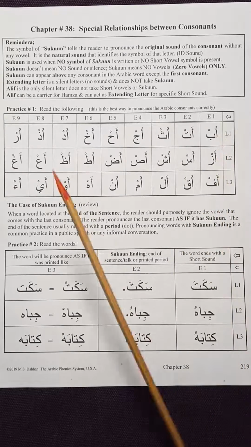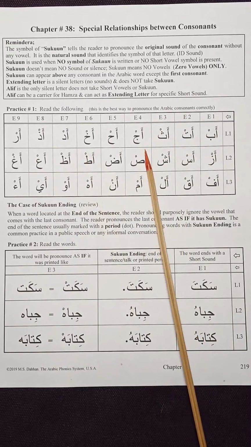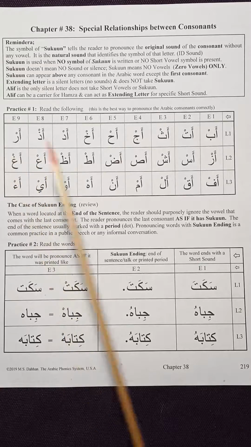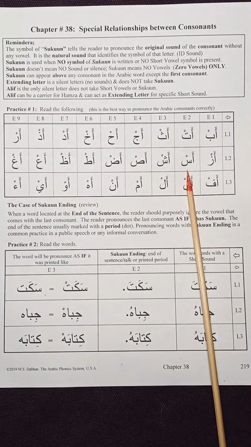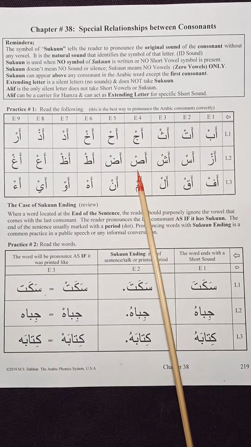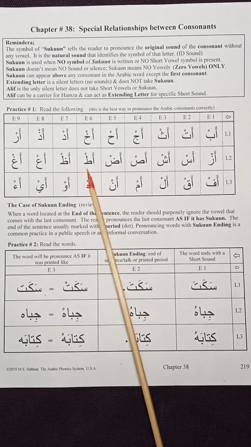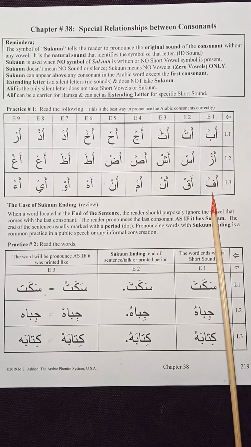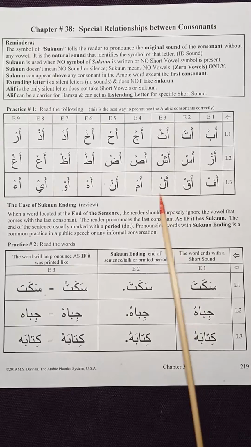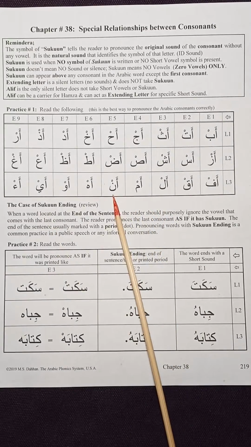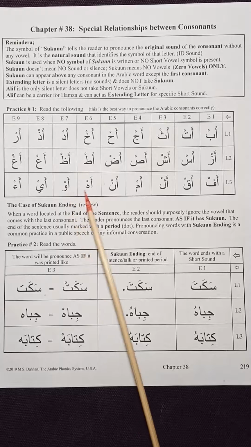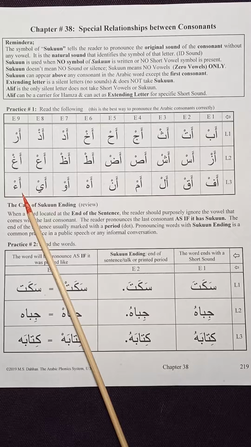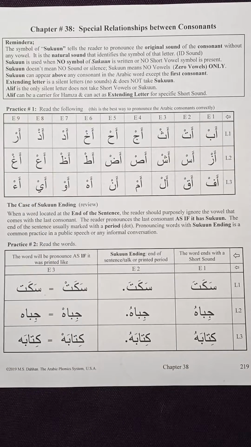Line 1: ab, at, ath, aj, ad, ar, az, as, ash, as, ad, at, al, ag, af, aq, al, am, an, aw, ay, Hamza. All right.